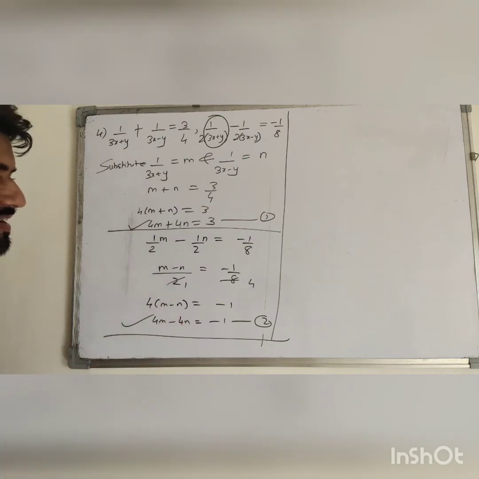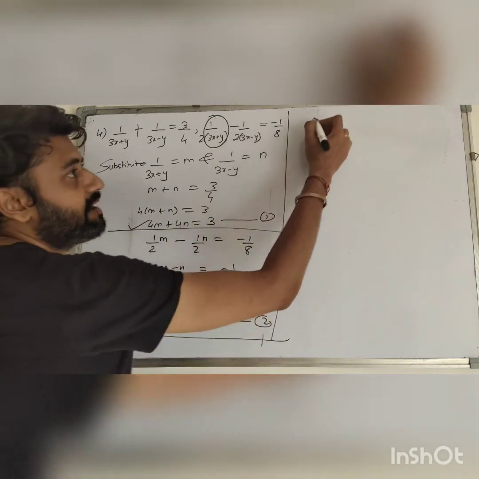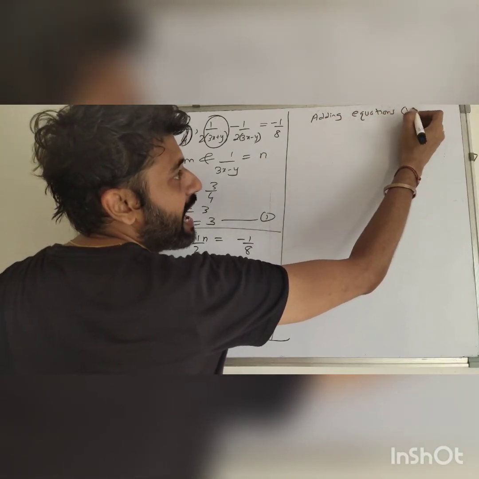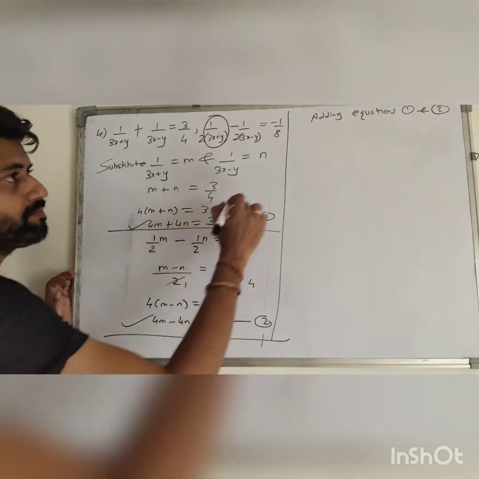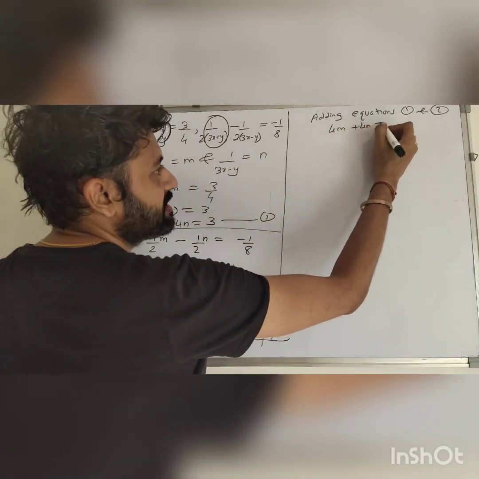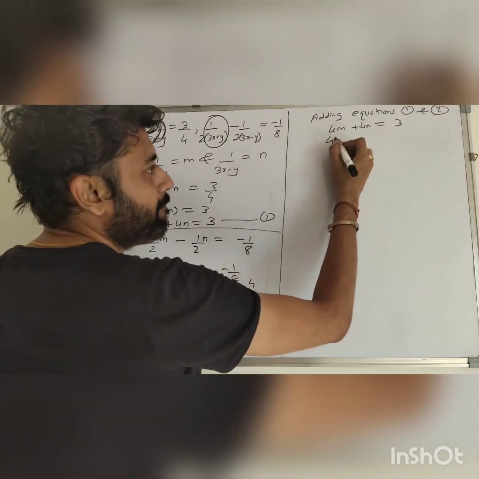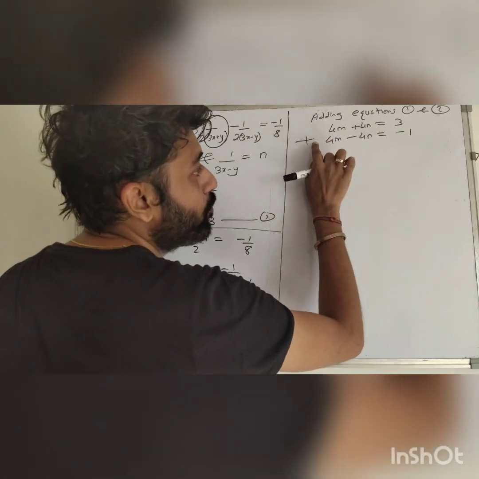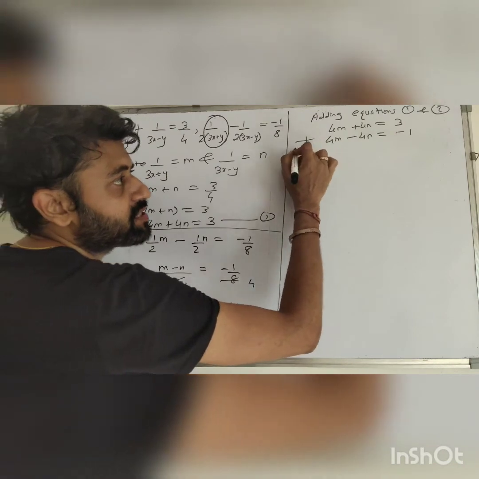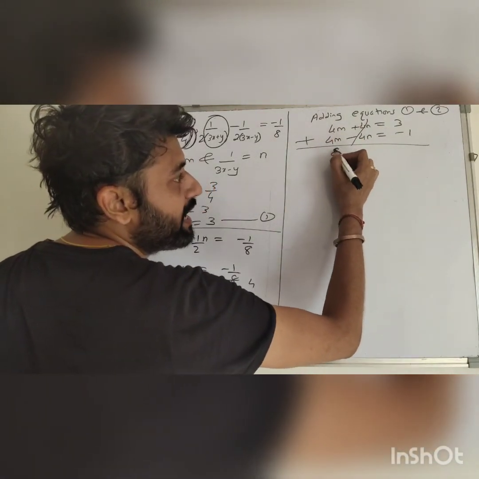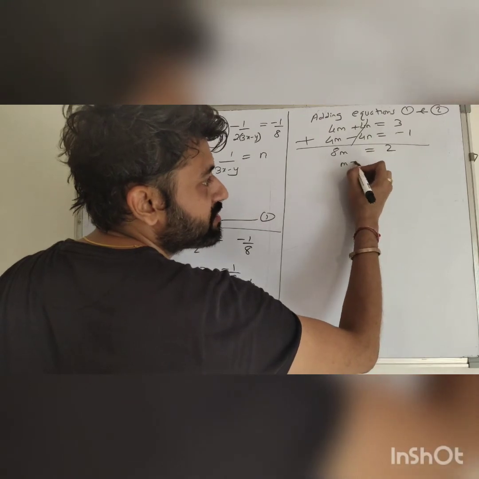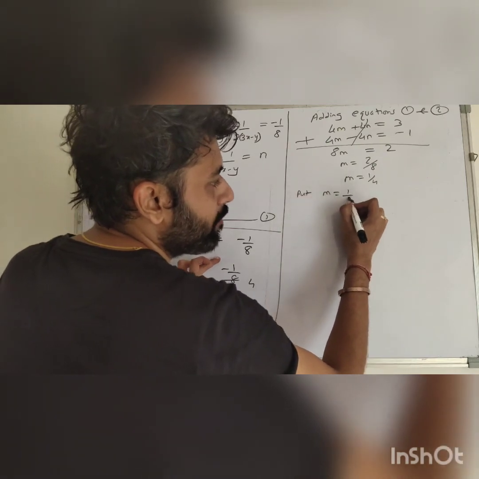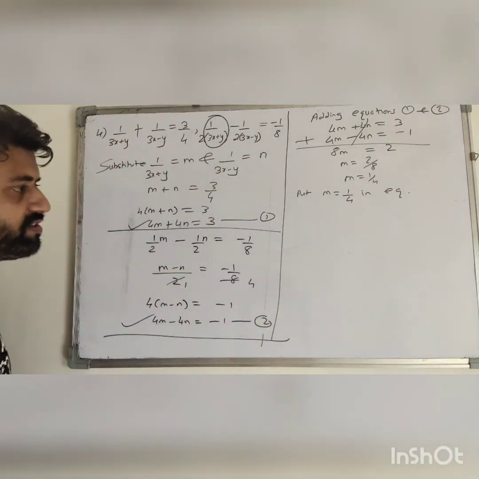Here 4n and 4n are same. Very simple, we just have to add. Adding equations 1 and 2. So we get 4m plus 4n is equal to 3. 4m minus 4n is equal to minus 1. When I add them, I have to put a plus sign in the line of this equation. n will cancel, 4 plus 4 is 8m, 3 minus 1 is 2, m is equal to 2 upon 8, m is equal to 1 upon 4. Put m is equal to 1/4 in equation number 1 or 2, whichever you like.